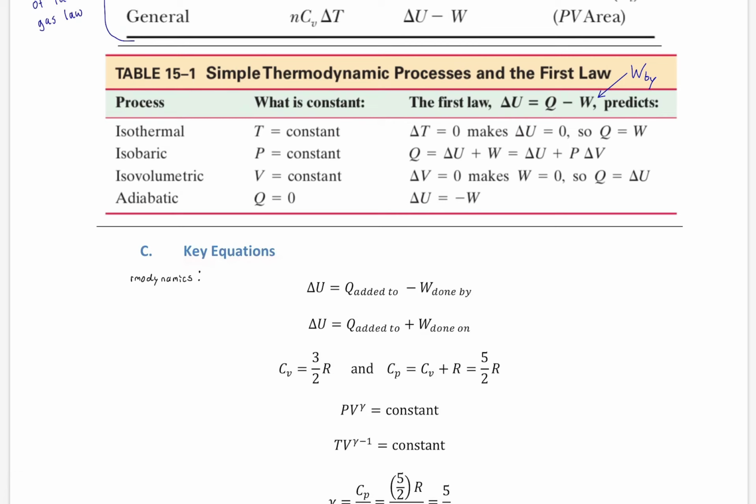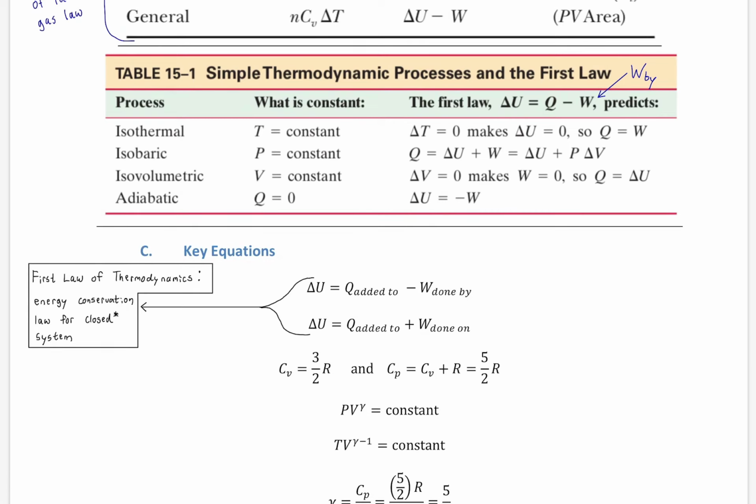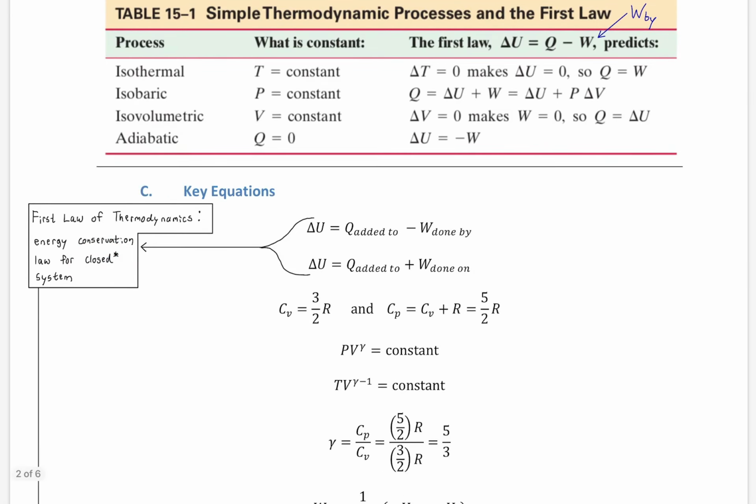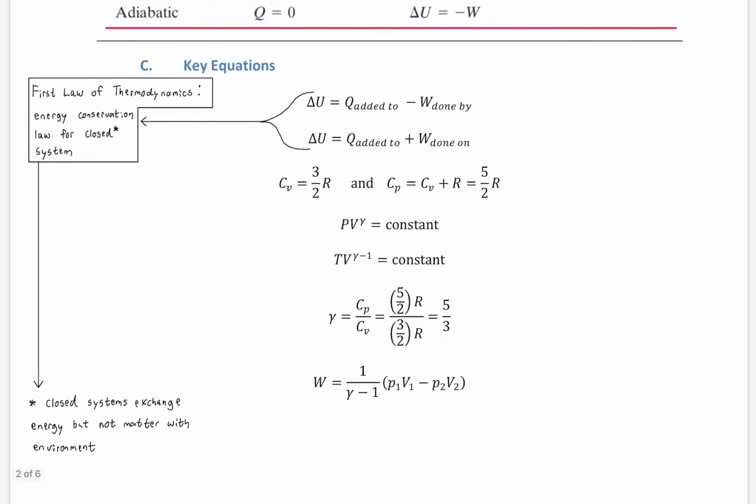So here we have the first law of thermodynamics. I probably should have made it a key term. I didn't realize that until after the fact. But here it is expressed in two slightly different ways. What is it? Well, it's an energy conservation law for closed systems, okay? And what I mean by a closed system, scroll down here, is any system that exchanges energy but not matter with the environment.